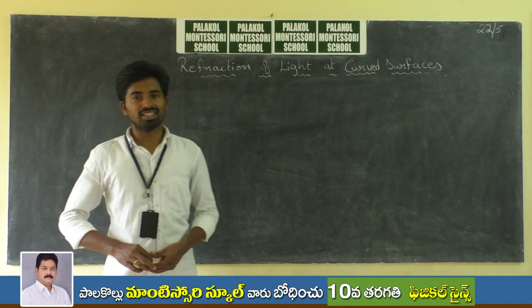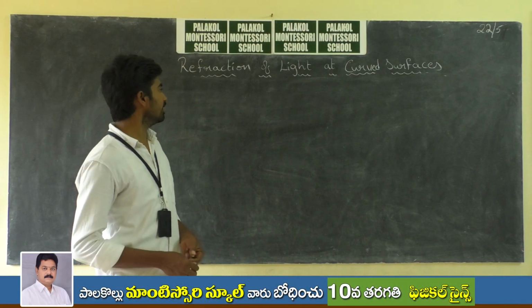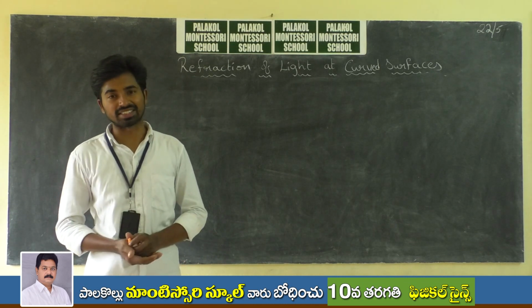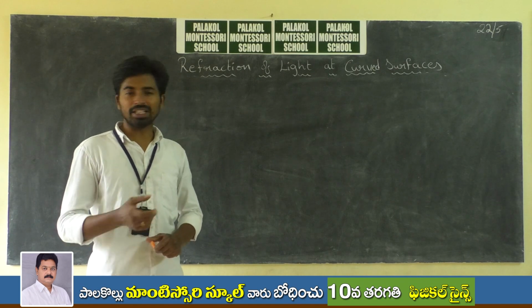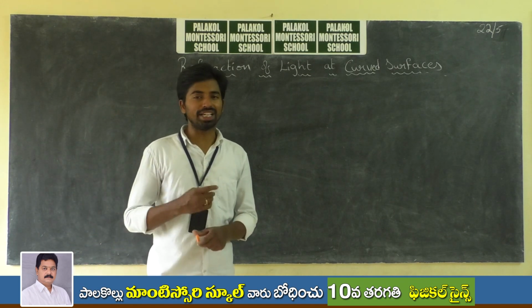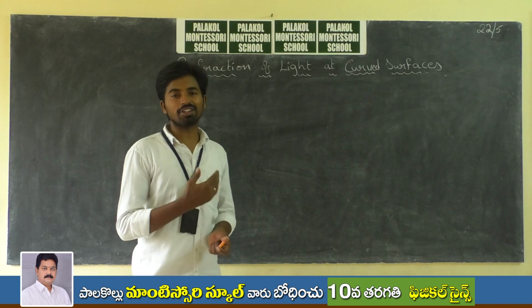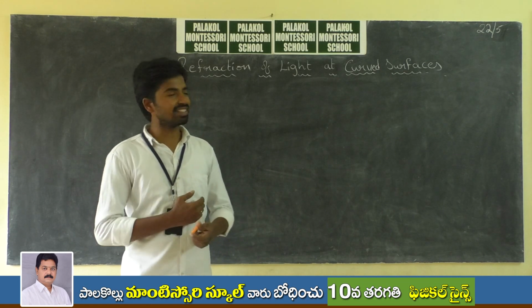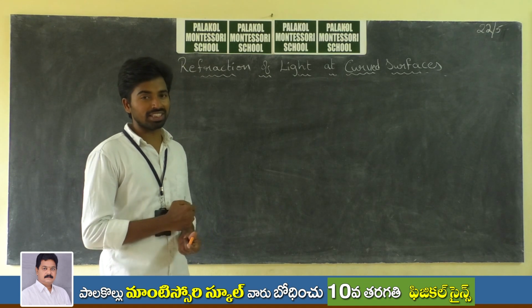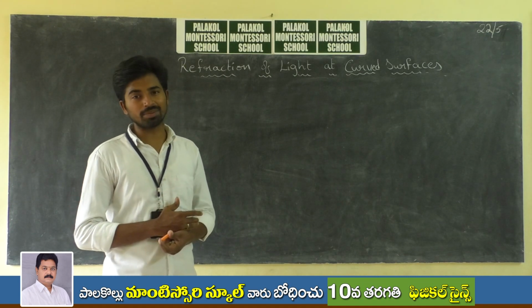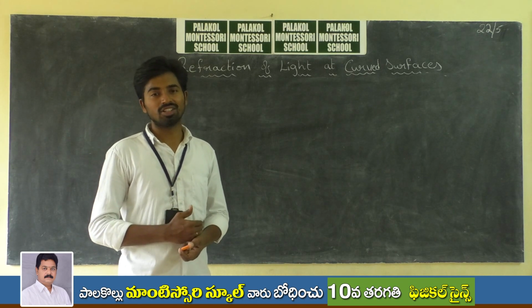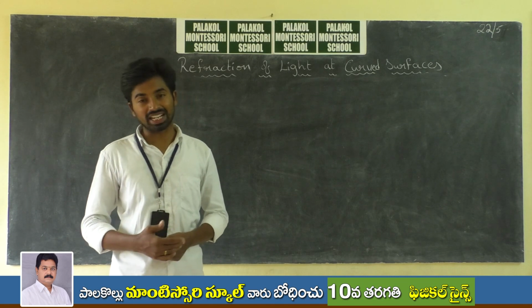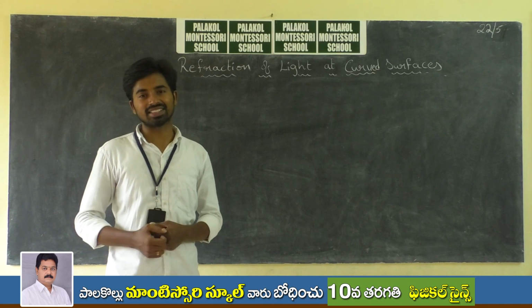Hello students, this is the second session of the lesson Refraction of Light at Curved Surfaces. In the previous session we have seen the behavior of some light rays when they are incident on the lens. In this class we will start with how to draw the ray diagrams for lenses. The ray diagrams will show how image formation occurs with lenses.